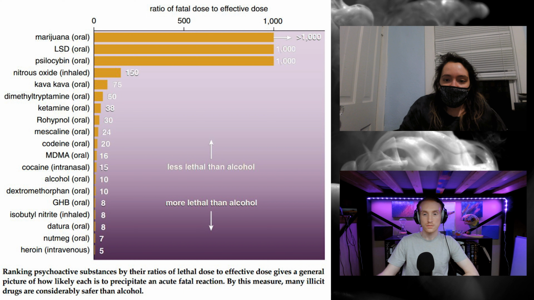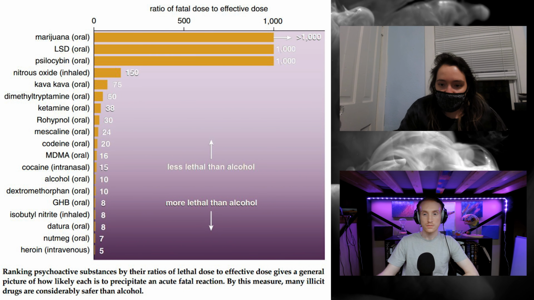So, we're going to look at some numbers here. We've shown these charts before, but we're going to go over them once again. These are the ratios of effective doses to fatal doses and dependency levels of each drug. So first, let's go to our images here. The ratio of fatal dose to effective dose.